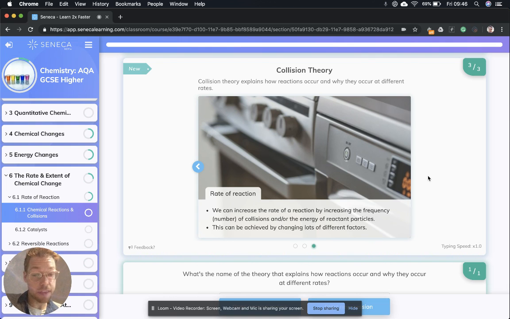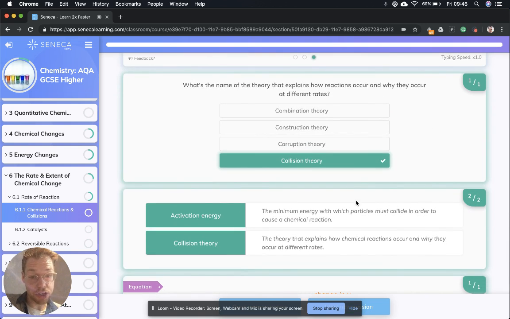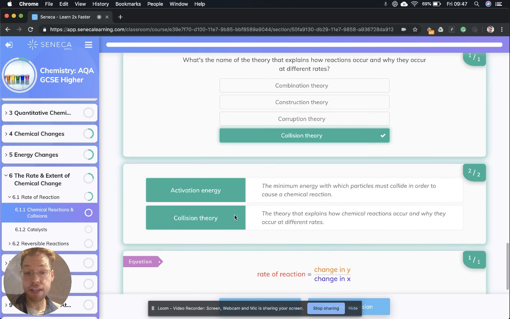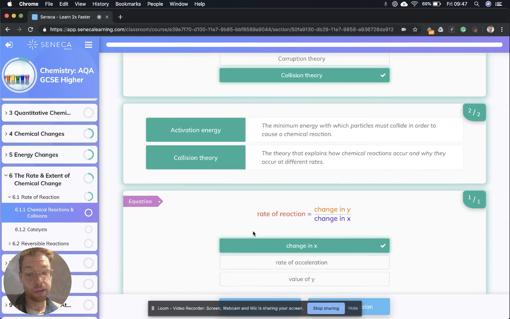What is the name of the theory that explains how reaction rates occur and why they occur at different rates? That is collision theory. Two key definitions: activation energy, the minimum amount of energy with which particles must collide to cause a reaction. Collision theory is the theory that explains how chemical reactions occur and why they occur at different rates. And what was the key equation we went over? Rate of reaction is change in y over change in x, and we have to draw a tangent, which is a straight line at 90 degrees to the curve of a graph.